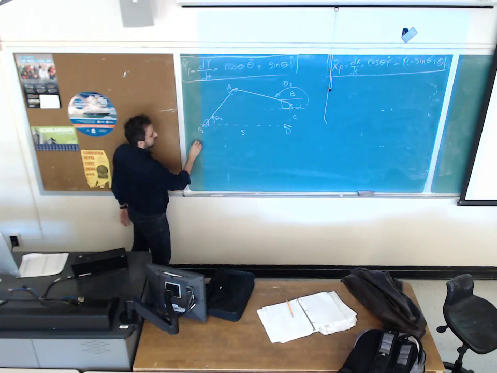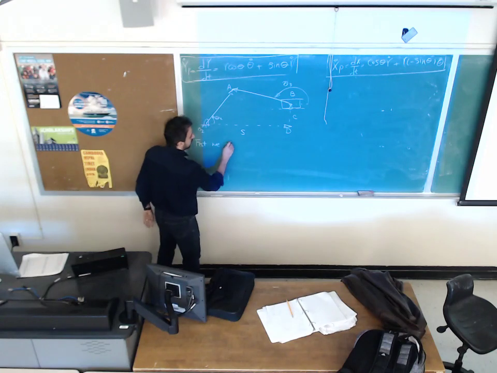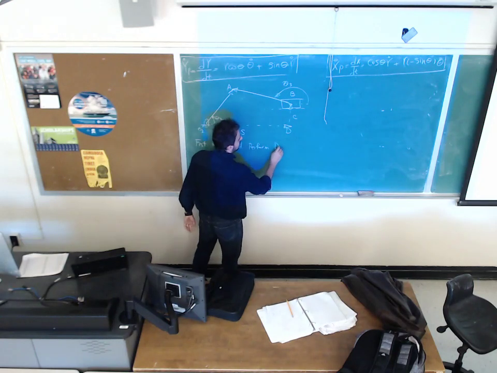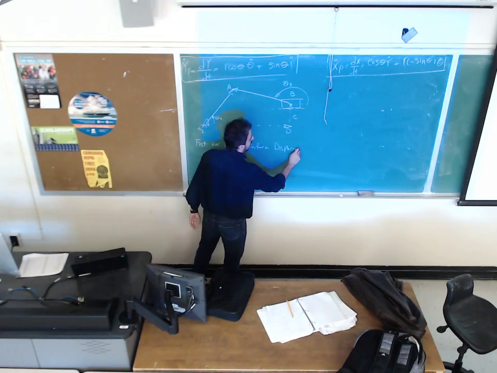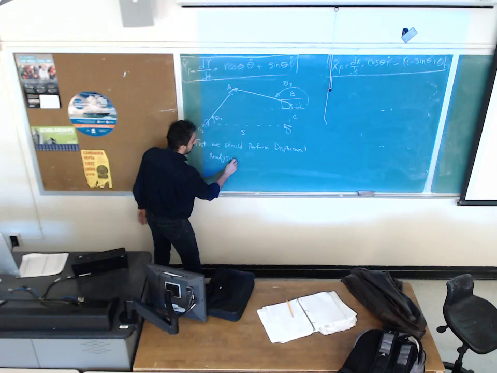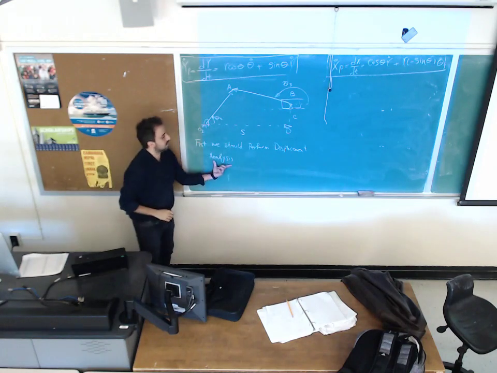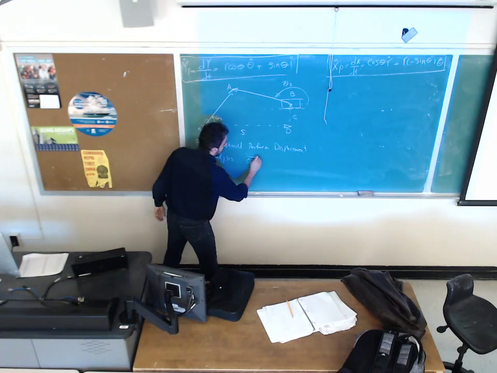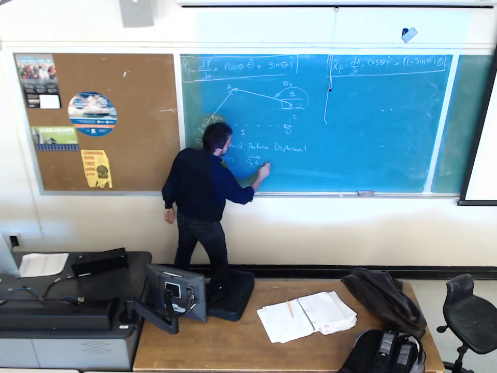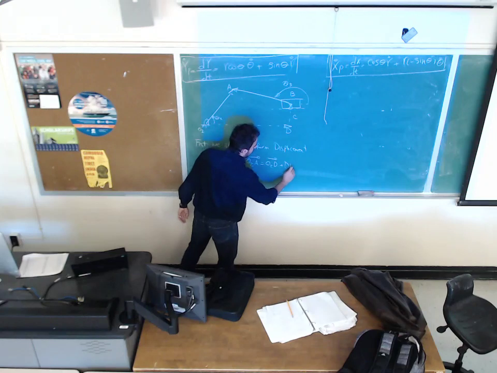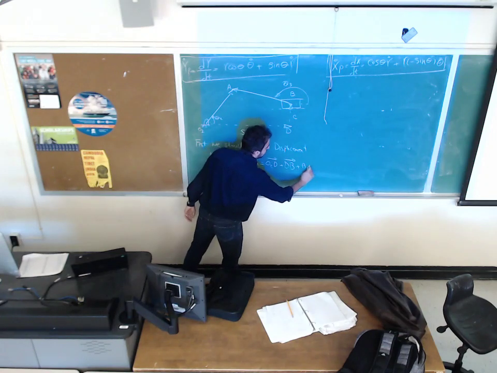When you want to do velocity analysis, first you should perform displacement analysis. What we learned to perform the displacement analysis, we can write the vector loop O to A equals O to D plus vector DB plus vector BA.